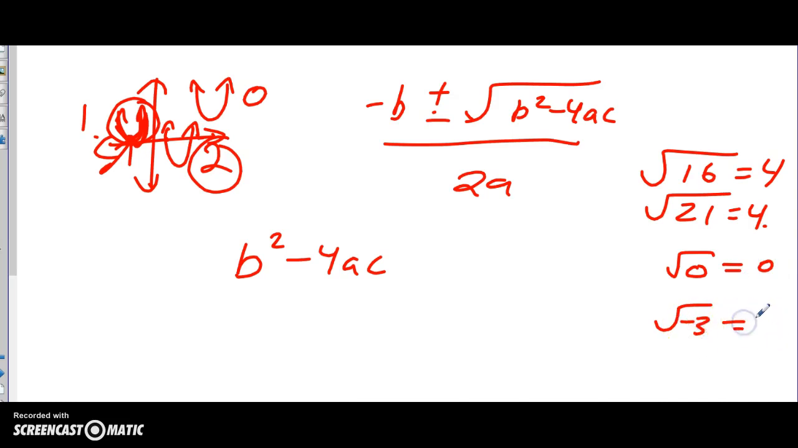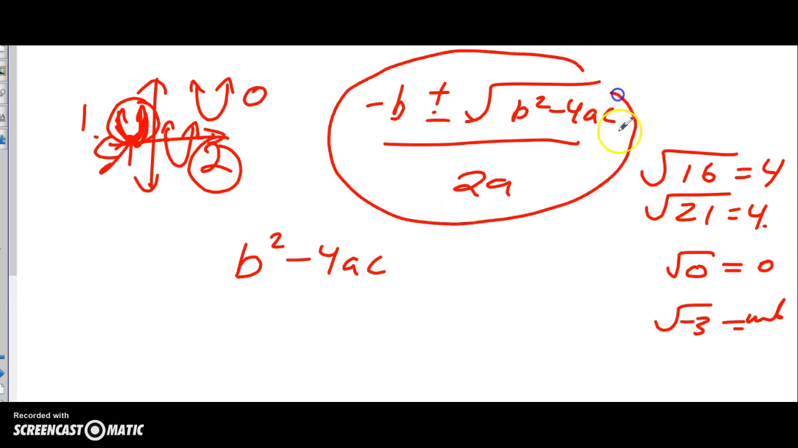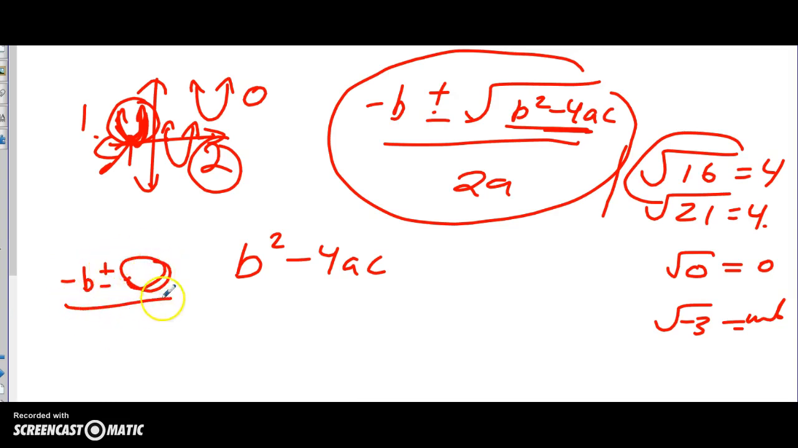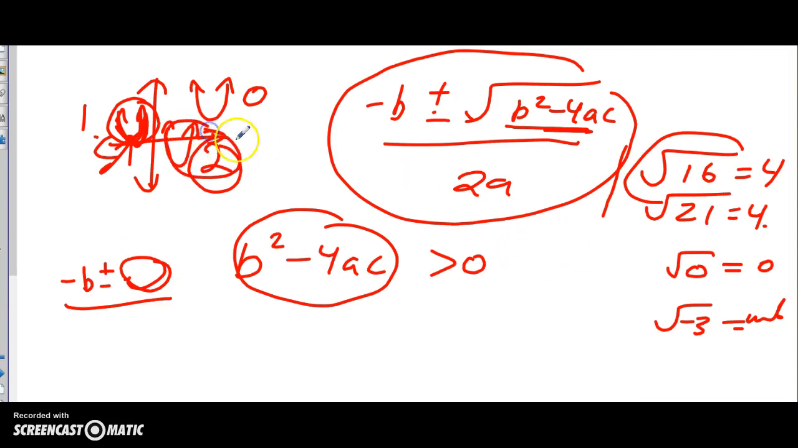So whatever that is, undefined. When I'm trying to figure out how many roots there are, if I have a positive number under here, then when I get to this point where I'm adding and subtracting, so the negative b plus or minus something, whatever this something is here, if it's big, then I'm adding a number and then subtracting a number. Then I have 2 different roots. So if this is greater than 0, I'm going to have something added to it and something subtracted from it, and I have two different answers, which means I have two roots, which is this case right here.